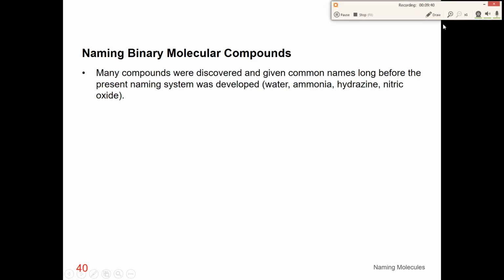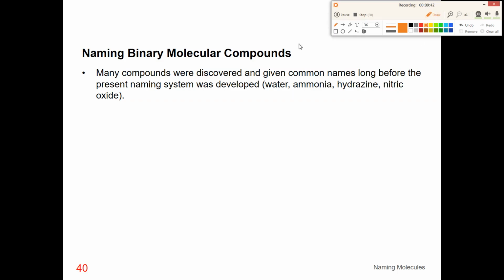Right? However, some compounds already have a traditional name, like water. We don't always call it H2O. So it's dihydrogen oxide, but nobody calls it dihydrogen oxide, they just call it water, like ammonia.